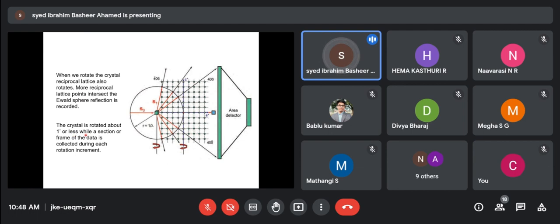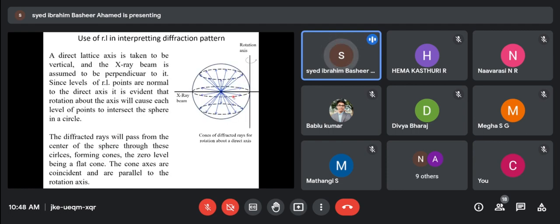I told you already, you will shoot the crystal at 0 degree, then rotate 1 degree. Again shoot with X-ray, then rotate 2 degree, then again shoot with X-ray. Like that, one by one. Little by little, you will keep on rotating the crystal, and you will be recording all the reciprocal lattice points.